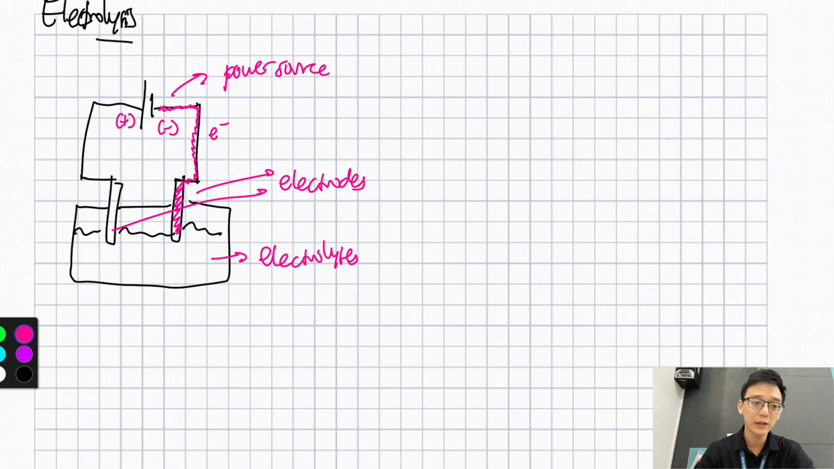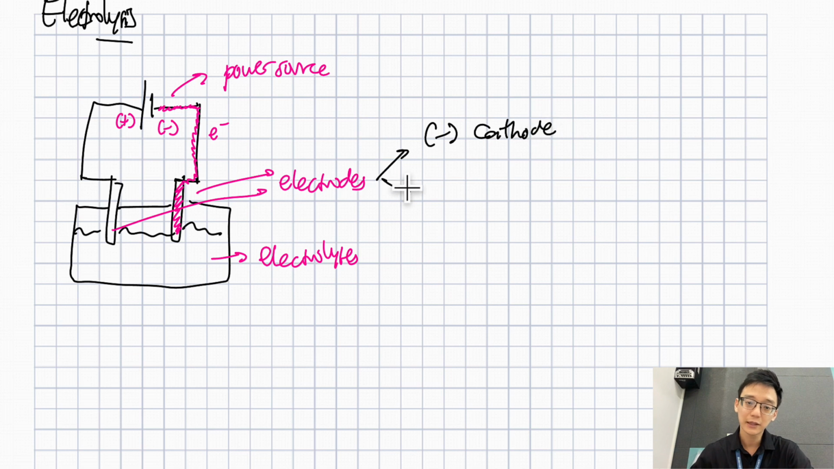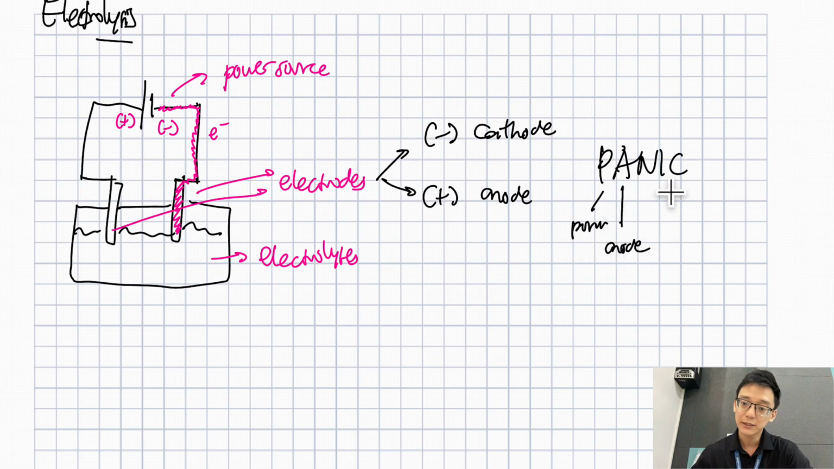So then we will have two electrodes. The one which is negative we call cathode, and the one which is positive we call anode. If you forget, you can use PANIC: Positive is Anode, Negative Is Cathode. So you can determine the positivity or negativity of an electrode by doing this.